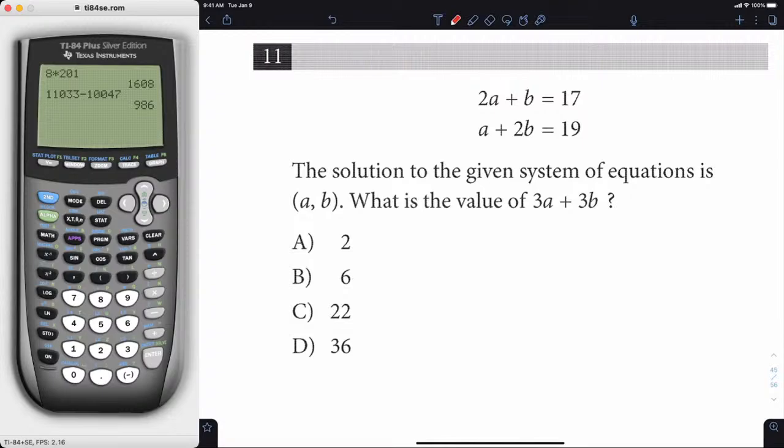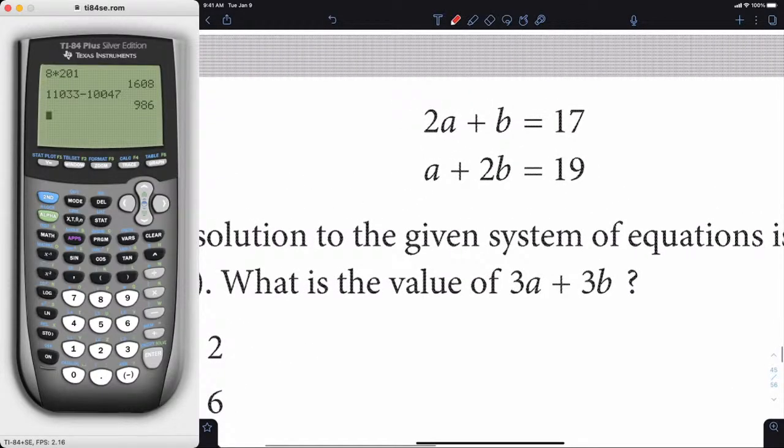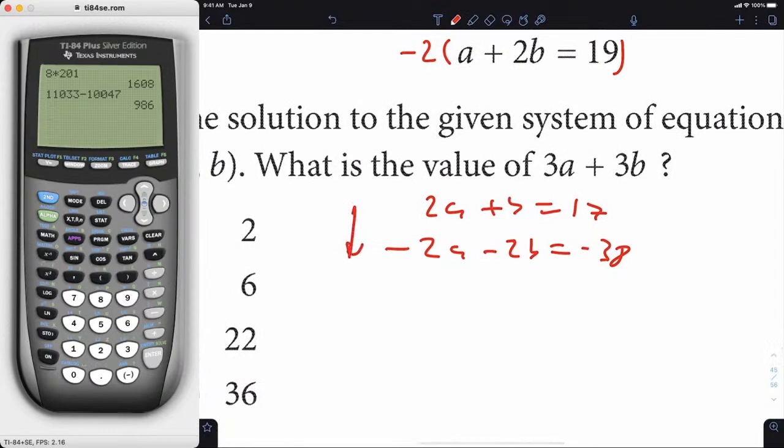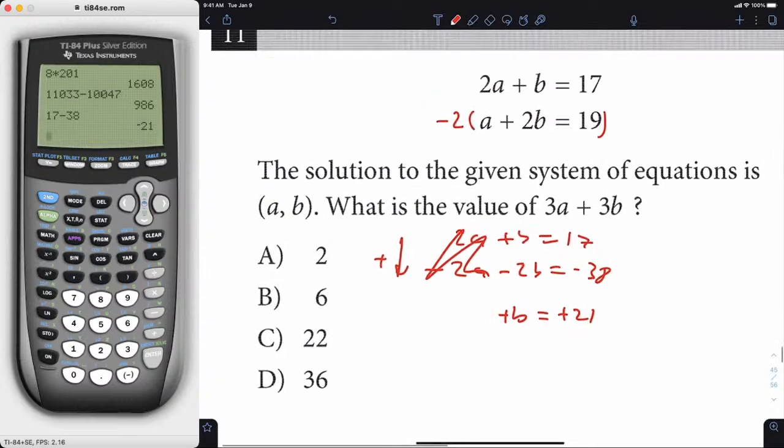The solution to the given system of equations is (A, B). What is the value of 3A plus 3B? Alright, we're going to go ahead and solve for B. So I'm going to multiply this by -2, and then that's going to just stay the same. So 2A plus B equals 17, minus 2A minus 2B equals minus 38. I'm going to add downwards, so these are going to cancel. So I get negative B is equal to 17 minus 38. I'm going to plug that in my calculator. 17 minus 38 is negative 21. So B is 21. Okay.